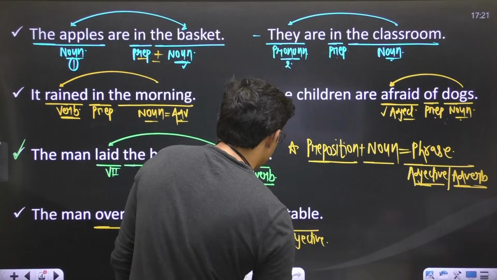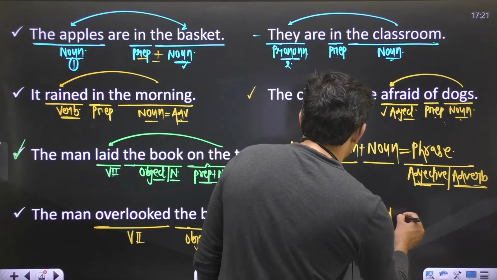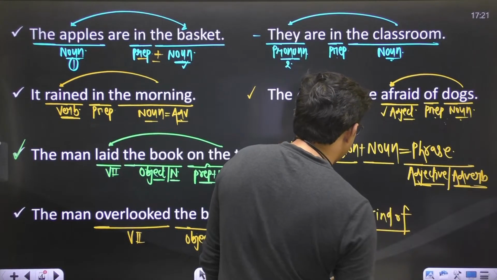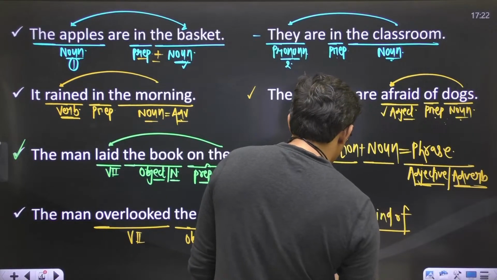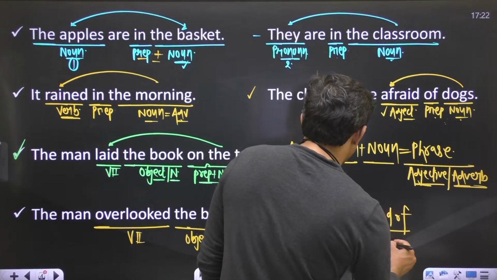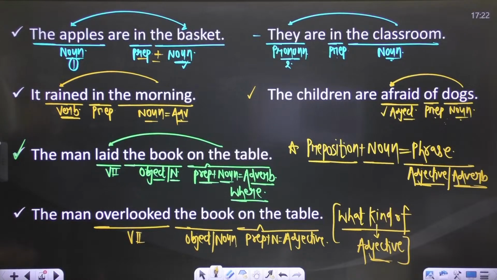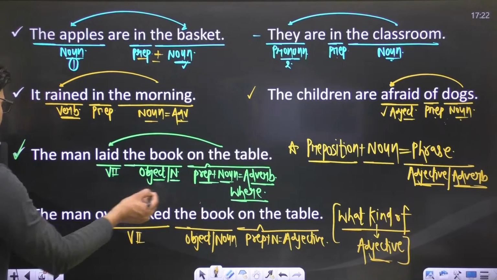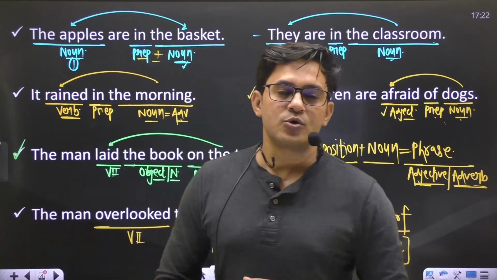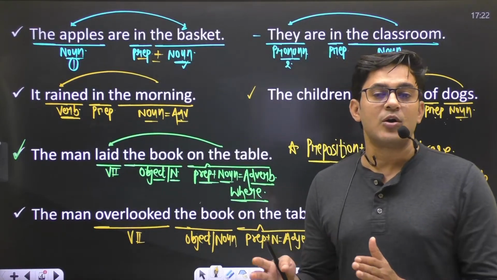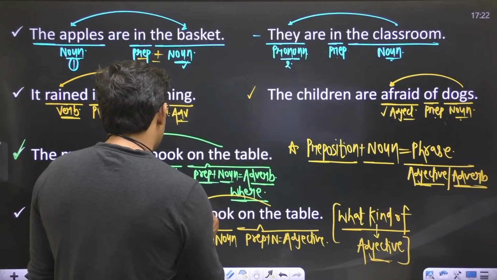This is an adjective here, and make sure this adjective is the reply of what kind of. The reply of what kind of is always adjective. So how can you put the question? You can say, what kind of book did the man overlook? So you will get the reply, the man overlooked the book on the table. So on the table is going to qualify the noun book, right?